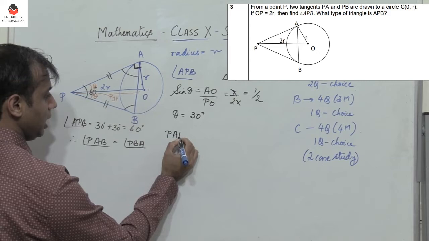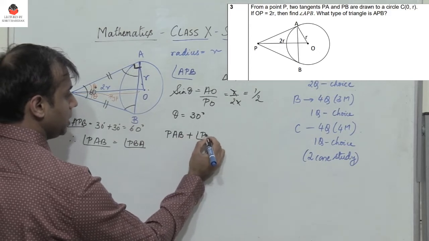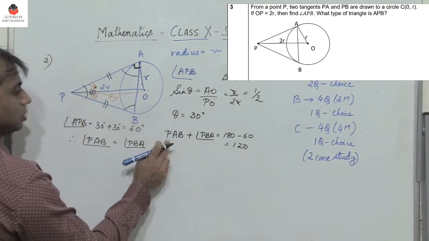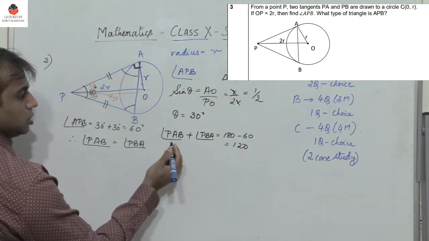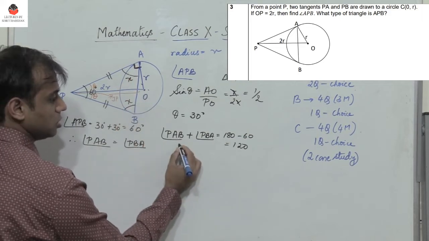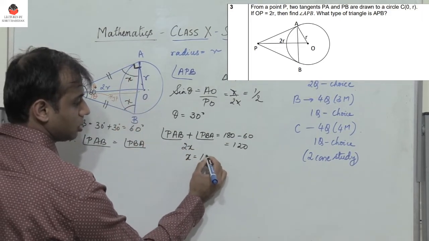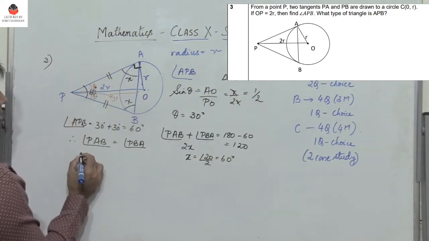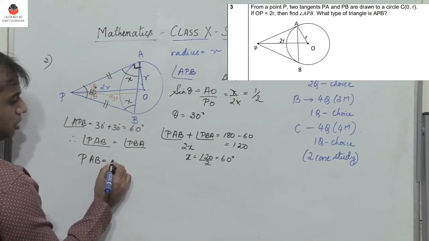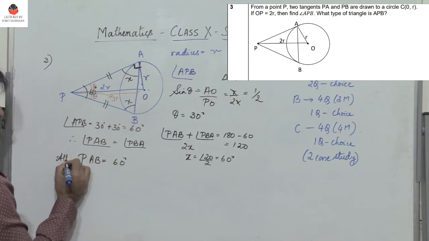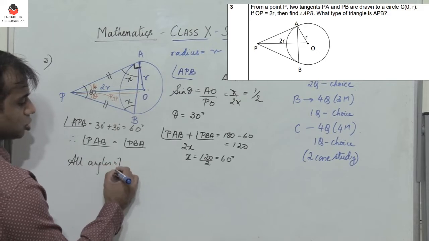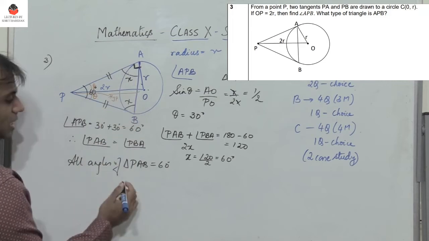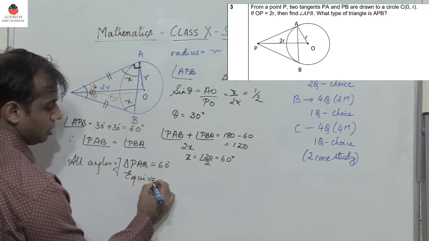Right, so this is already 60 degrees. So therefore angle PAB plus angle PBA is equal to 180 minus 60, which is 120. Now these two angles are equal, right? So let this angle be x, this also is x. So x plus x is 2x. So x is equal to 120 by 2, which is 60 degrees. So therefore all the angles of triangle PAB are equal to 60 degrees. So therefore PAB is an equilateral triangle.